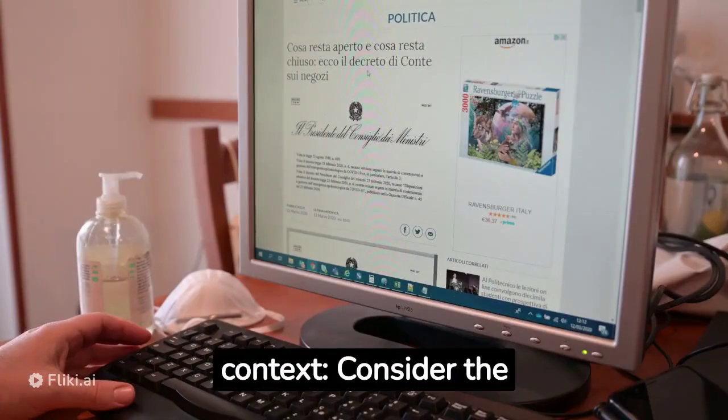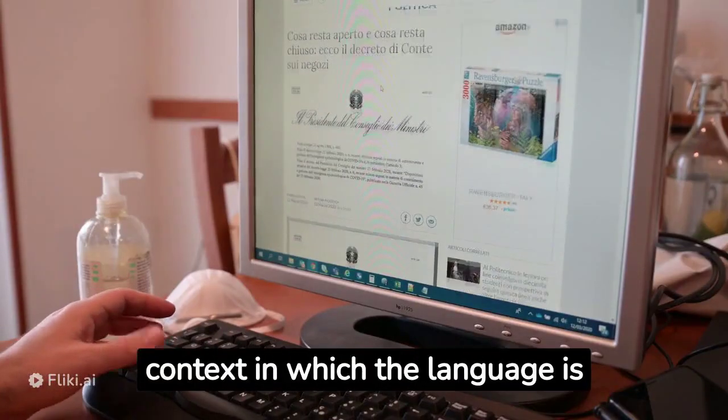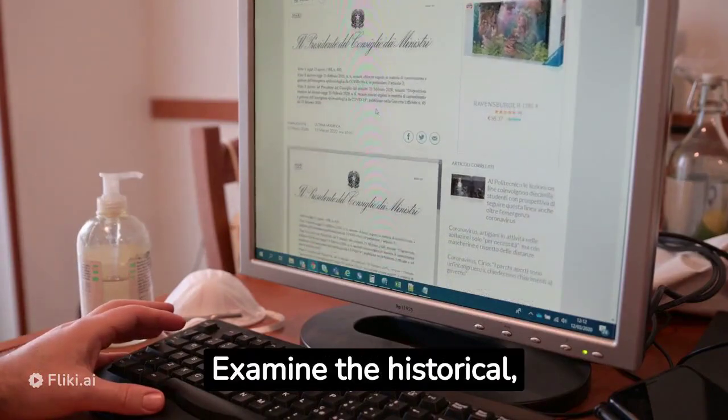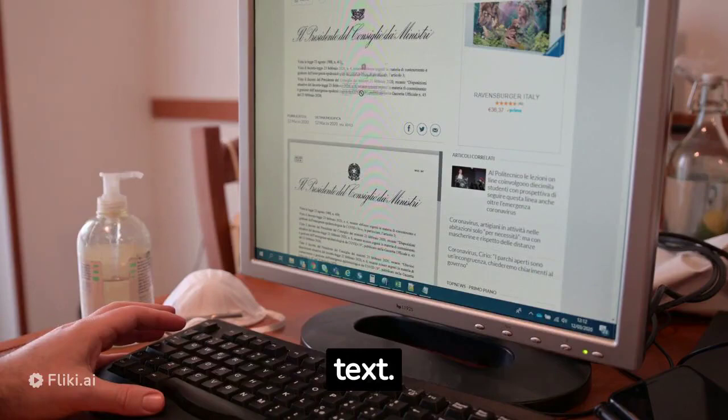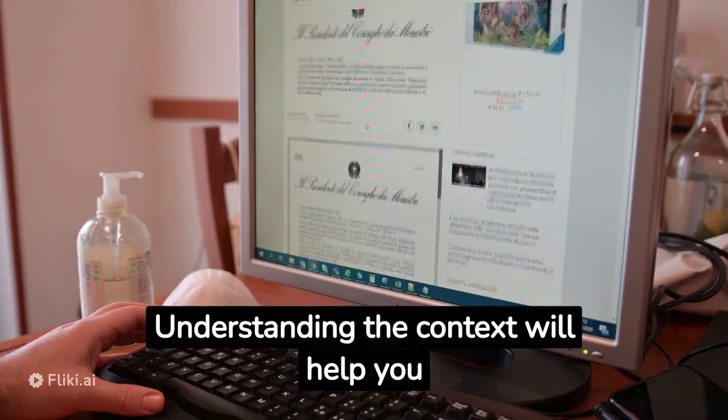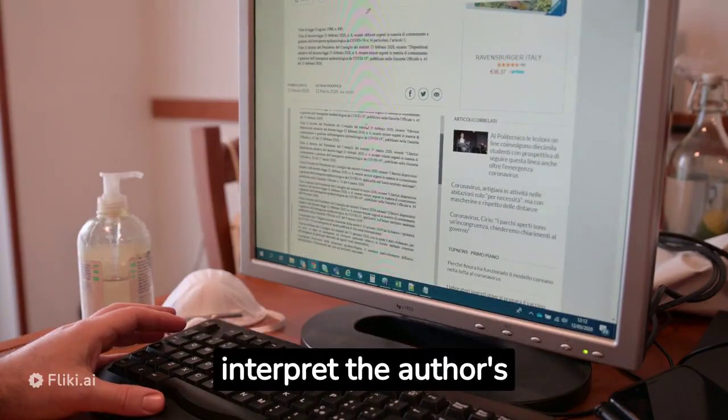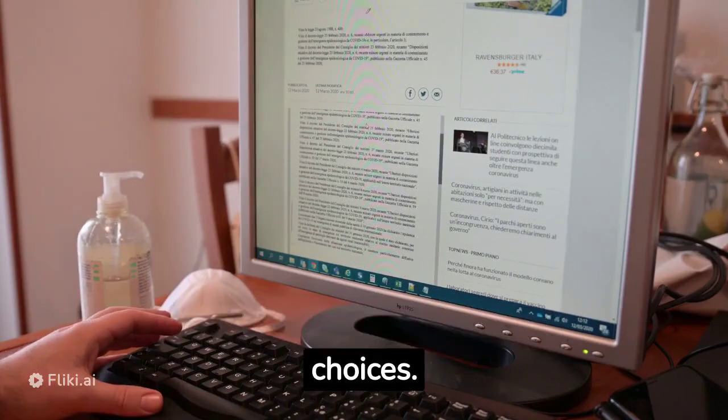Identify the context. Consider the context in which the language is used. Examine the historical, social, and cultural background relevant to the text. Understanding the context will help you interpret the author's intentions and the impact of language choices.